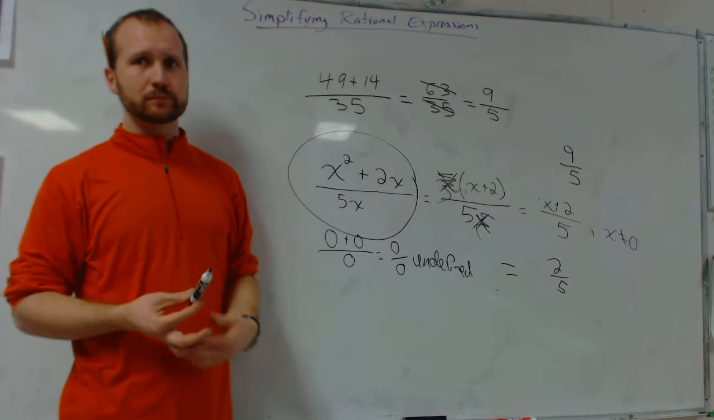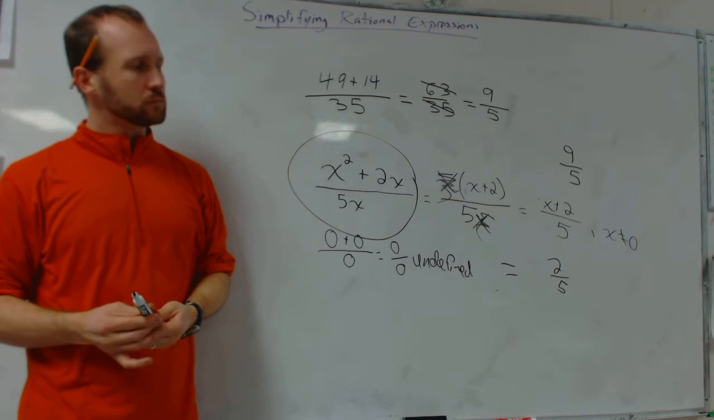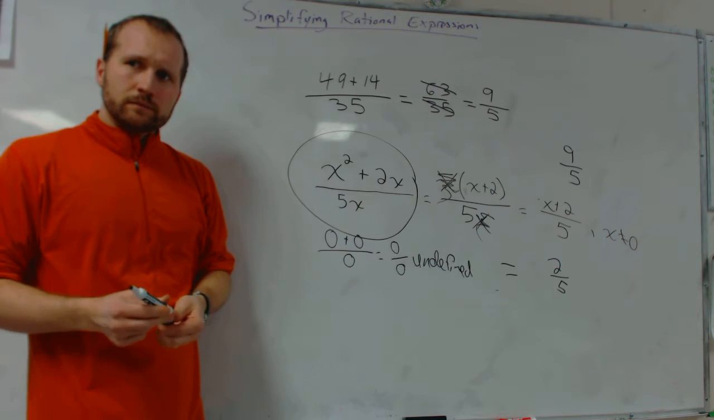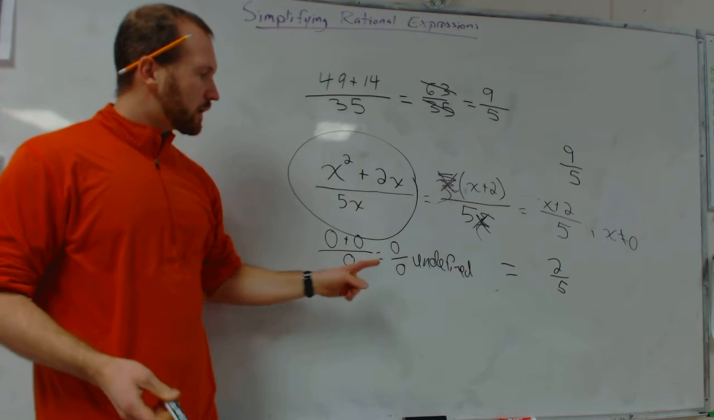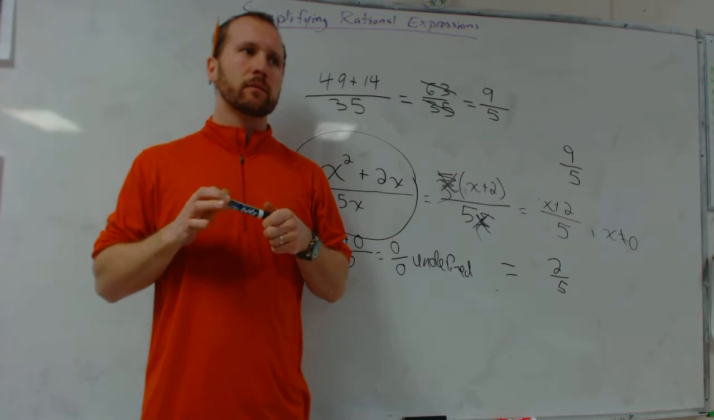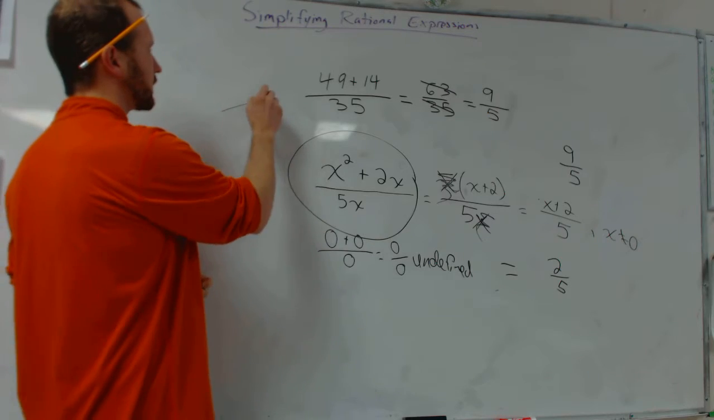I still don't get why 0 over 0 is undefined, because it's just 0 divided by 0. Nothing divided by nothing. You can't divide anything by 0. Dividing by 0, in general, is like saying this.